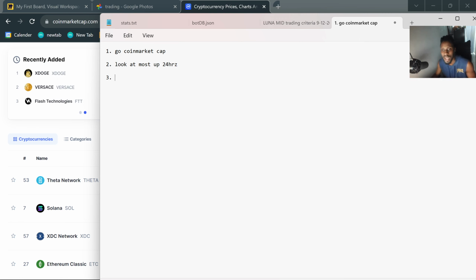So I go to CoinMarketCap, look at what's up most in 24 hours, and then I just buy what's at the top. Buy what's at the top. And I set a take profit if it moved within 5 to 10%. The TP at 10 or something like that, and a stop loss at 5 or something like that. So half of what I was trying to get, at 5, and that's a 5% loss from where I bought it. And that was it.